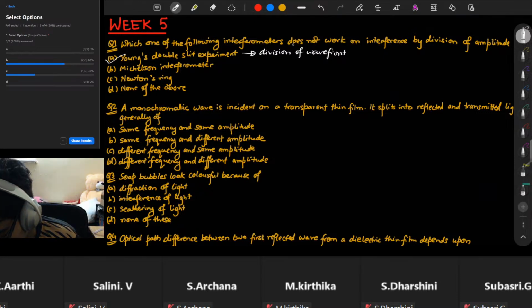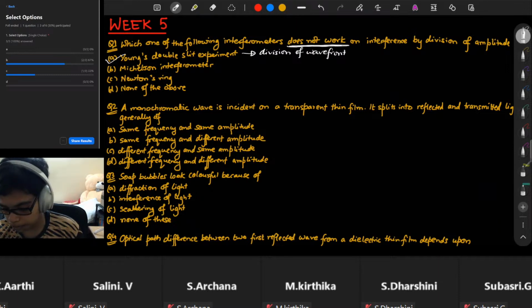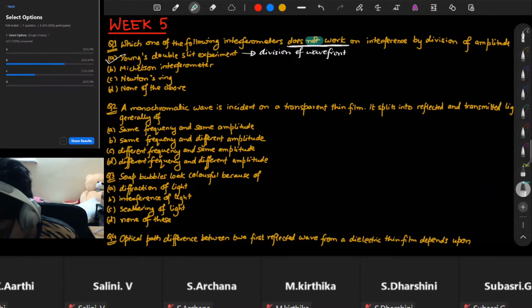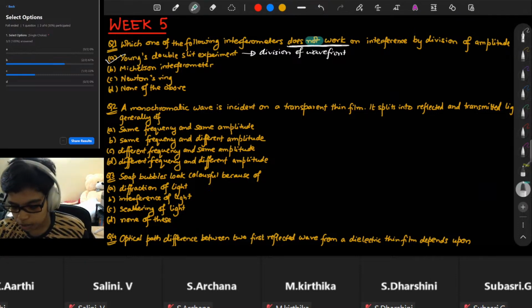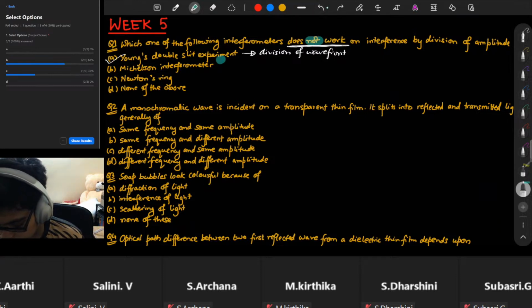Please note that the question asked which one does not work on interference by division of amplitude. It is important to note this word not that is in there. I think some of you just missed out on this word not. So you people have selected options B and C, which is Michelson interferometer and Newton's ring. All of these are examples of division of amplitude.